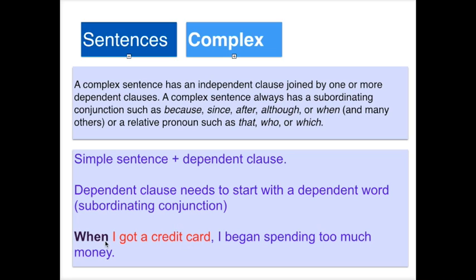When I got a credit card, I began spending too much money. So "when" is the subordinating conjunction. "When I got a credit card" is now the subordinate clause. "I began spending too much money" is an independent clause. It makes sense on its own. "I began spending too much money": independent. "When I got a credit card" doesn't make any sense. It depends on the reader seeing this line to make sense of it. So when I got a credit card, I began spending too much money. "When" is the subordinating conjunction. This is the subordinate clause, and this is the independent clause here.